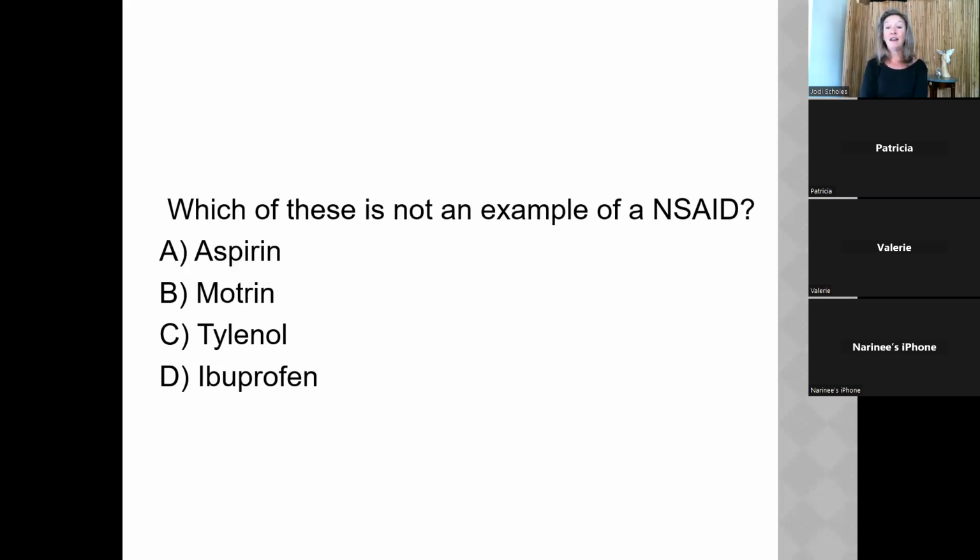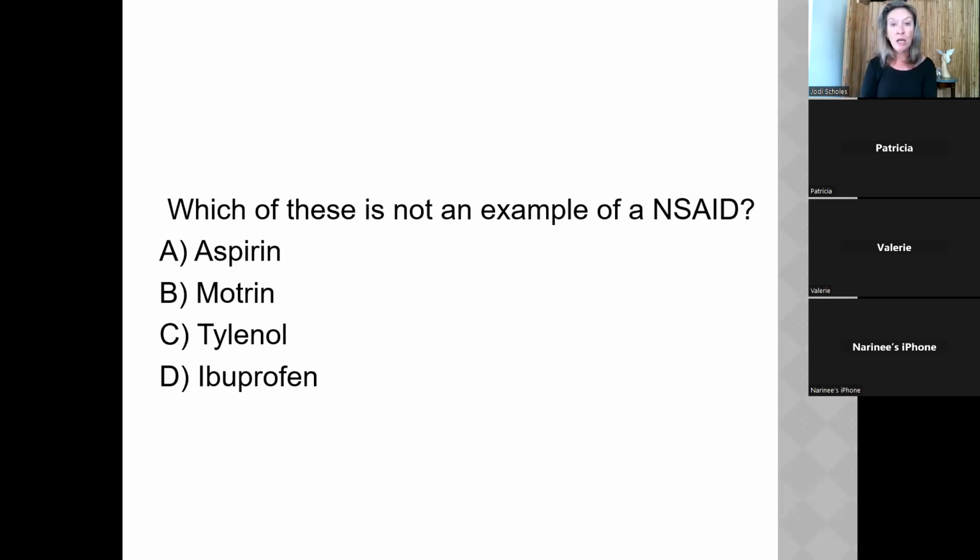Which of these is not an example of an NSAID? Bonus, if you can jot down in the chat what the acronym NSAID represents. What do those letters mean?